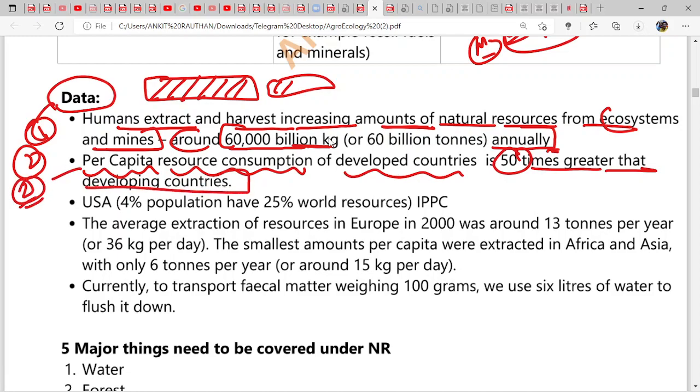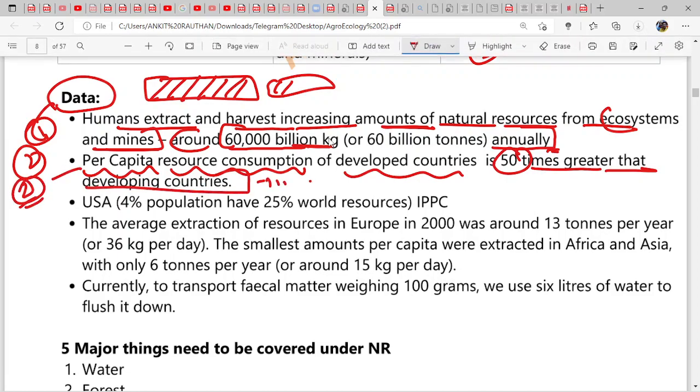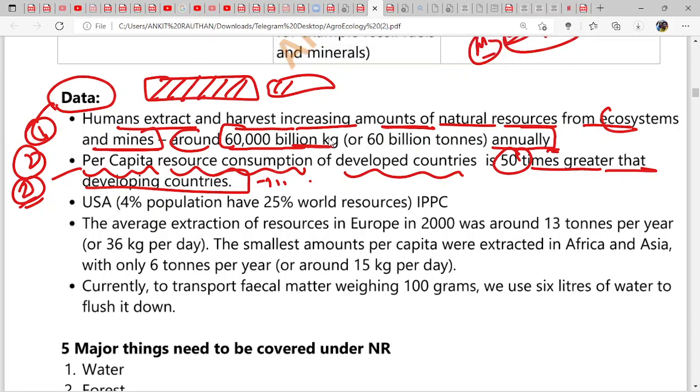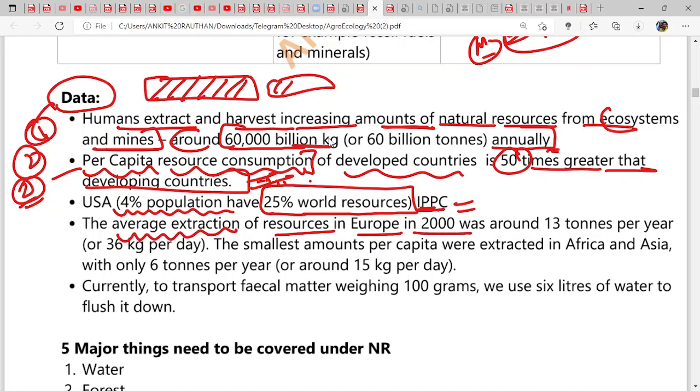How wrong it is, how much injustice with regard to the use of natural resources, that per capita resource consumption of developed countries is 50 times greater than developing countries. Now USA's 4% population has 25% of world resources, IPCC stated. The average extraction of resources in Europe was 13 tons per year.